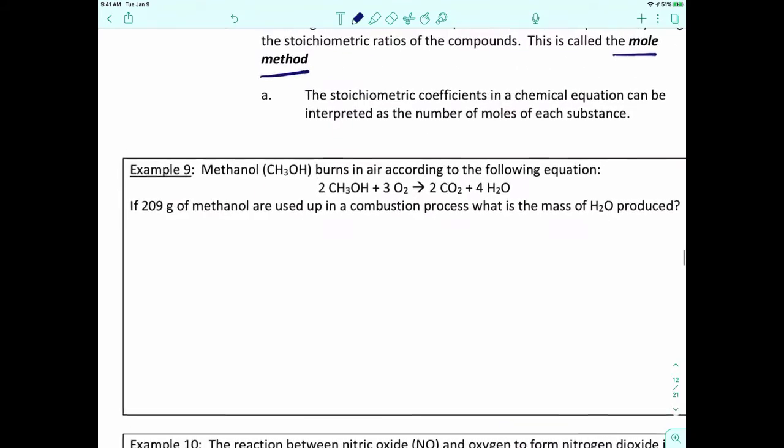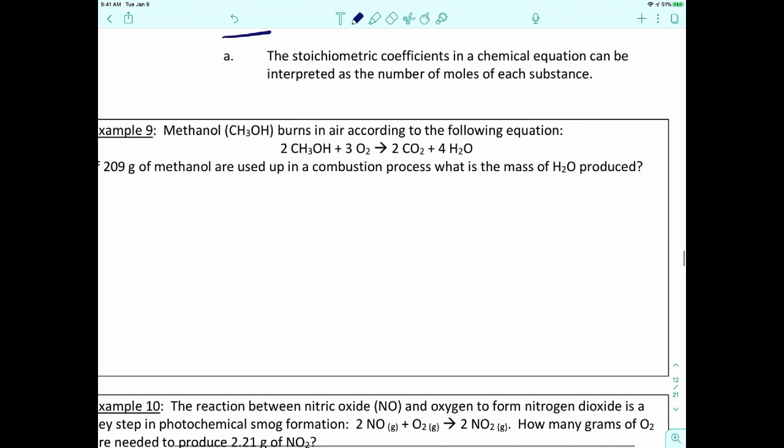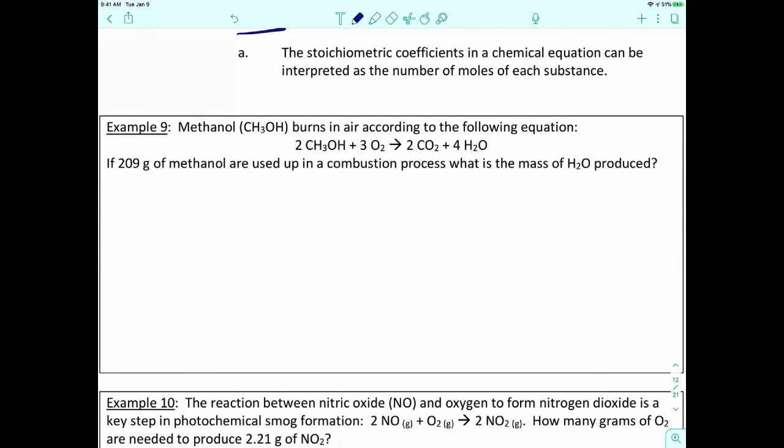So here's our problem. Methanol burns in air according to the following equation: 2 moles of methanol plus 3 moles of oxygen yields 2 moles of carbon dioxide and 4 moles of water. Now if you have 209 grams of methanol and they're used up in this combustion process, what is the mass of water produced?